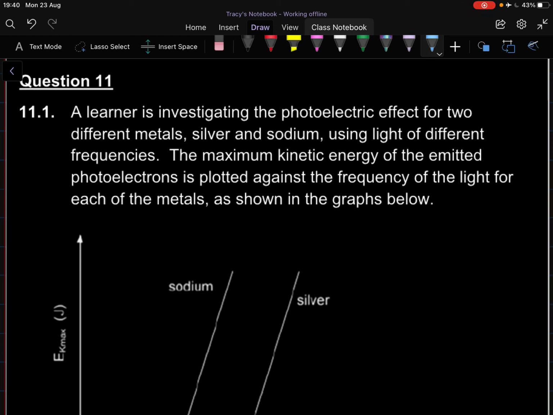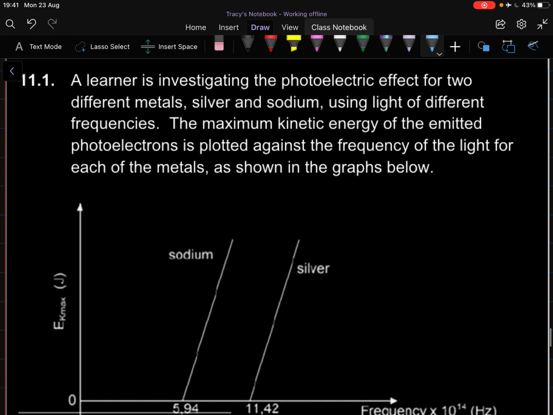Right. Question 11. Now, again, I can't remember where I took this question from, but it's one of the more recent papers. And the reason why I really want to look at this question is because it's with a graph. And graphs are really, really important.